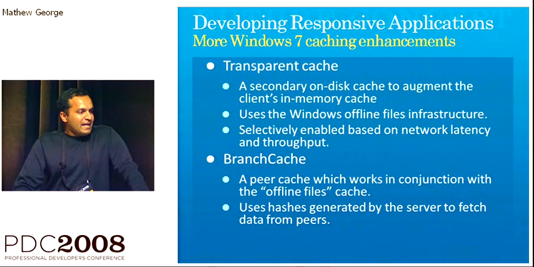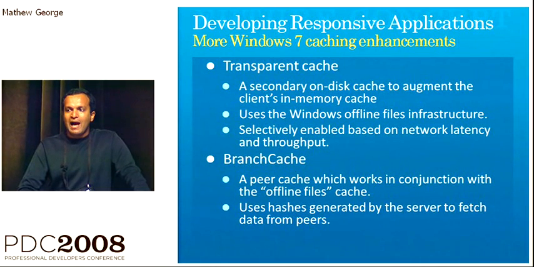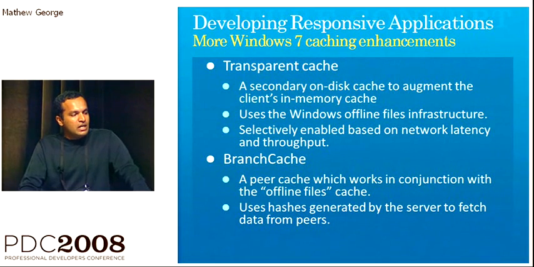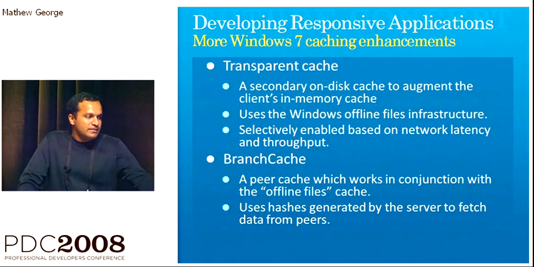Now we are extending the offline file cache to actually augment the client's in-memory cache. So you have access to a larger cache, and we don't enable it all the time, because the additional cost of writing to your local disk and reading data from your local disk can sometimes be expensive, especially when you're running over LANs. So this feature can be selectively turned on only when your network latency is beyond a certain threshold. And this enables a larger cache on the client.